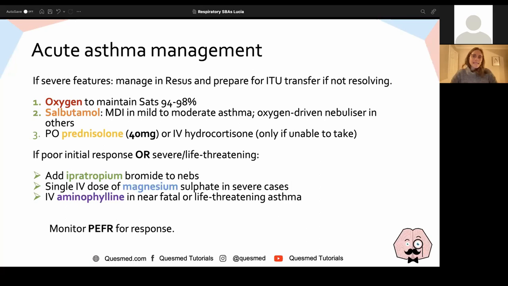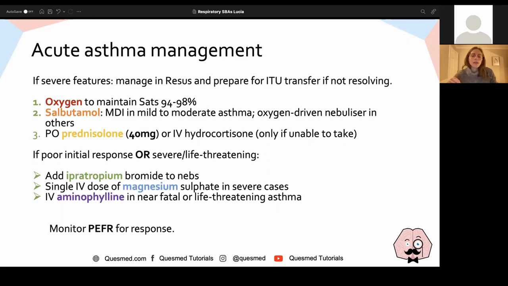Next thing will be steroids. Now, the vast majority of patients should have oral prednisolone. Although we think that IV hydrocortisone sounds like it's more effective, oral prednisolone is pretty good if the patient can take it. And bear in mind that the dose recommended is now 40 milligrams. So although it used to be 30 for asthma attack, now it's 40. And in fact, even in COPD, I believe now they're moving on to 40 milligrams for treating this condition.